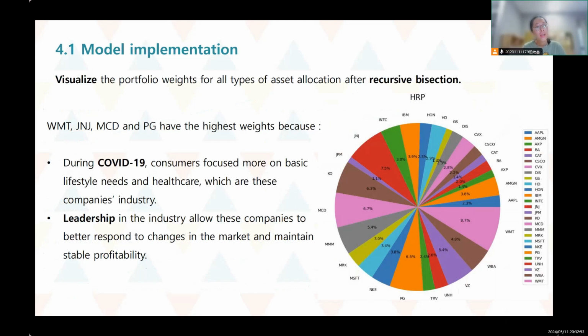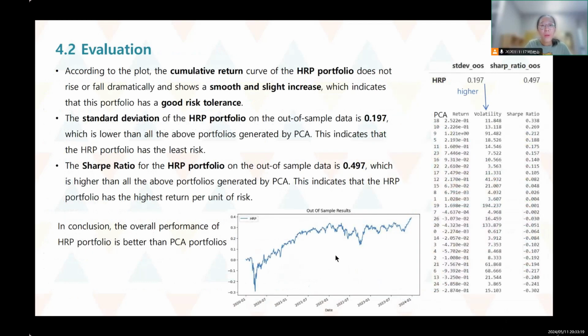WMT, GNG, MCD, and PJ have the highest weights because during COVID-19, customers focus more on basic lifestyle needs and healthcare, which are these companies' industries. And these companies' leadership in their industries allows them to better respond to changes in the market and maintain stable profitability. According to the plot, the cumulative return curve of the HRP portfolio does not rise or fall dramatically and shows a smooth and slight increase, which indicates that this portfolio has a good risk tolerance.